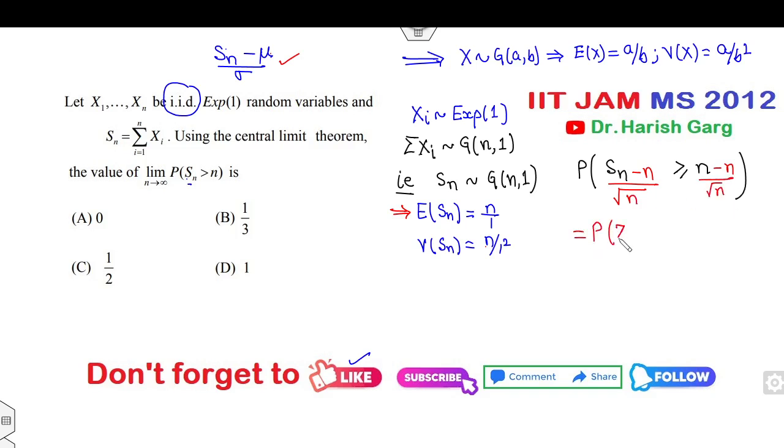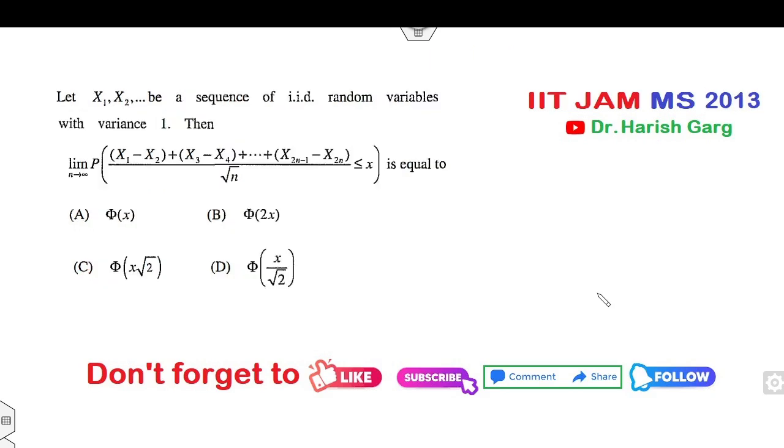So what is the answer of this? This is z, which is greater than 0. What is the probability of z greater than 0? It is always half, that is my right answer. You can see, once you understand this trick, you can get your answer within 2 lines.